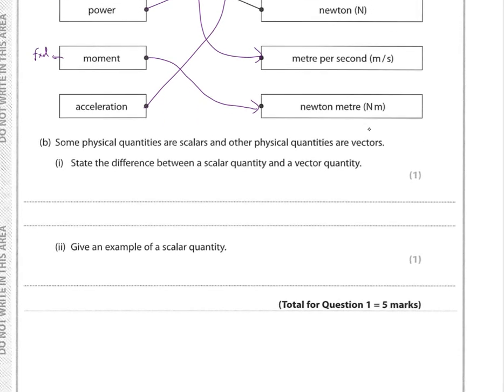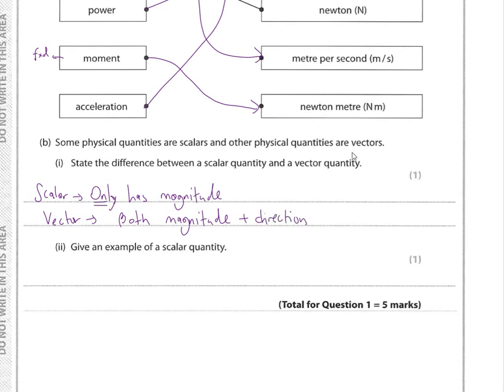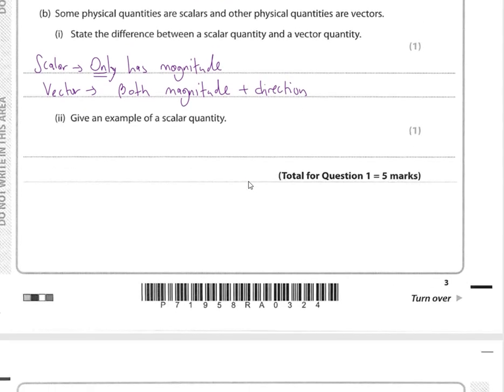Now this one here, we have scalar and vector. Now we need to talk about these two. Scalar only has magnitude. Now vector has both magnitude plus direction. Okay, so that's the difference. Scalar only has magnitude and the other one has both. So that's what we need to say.